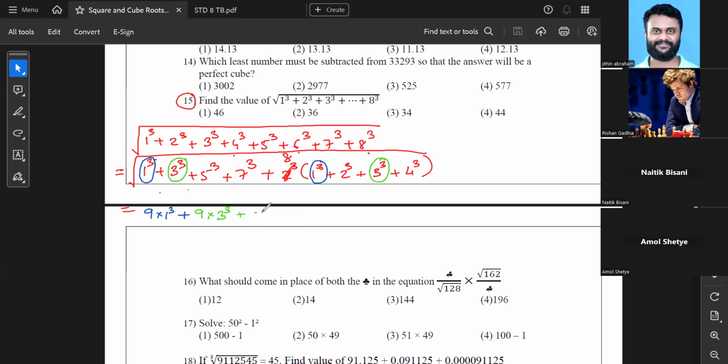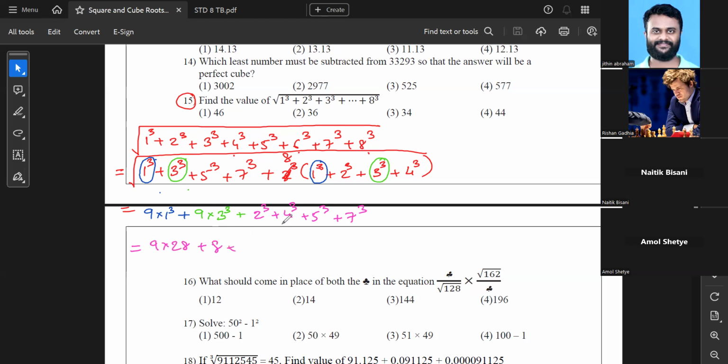हाँ. सो बाकी जो बचा हुआ है वो तो मैं लिख सकता हूँ, लाइक 2 क्यूब, 4 क्यूब, 5 क्यूब एंड 7 क्यूब. सो 2 क्यूब प्लस 4 क्यूब प्लस 5 क्यूब प्लस 7 क्यूब. सो नेक्स्ट लाइन में मैं इन सबको सॉल्व कर सकता हूँ. सो आई विल बी हैविंग 3 क्यूब इज 27, 27 प्लस 1 इज 28. सो 9 मल्टीप्लाइड बाय 28 रहेगा एक जगह पे.